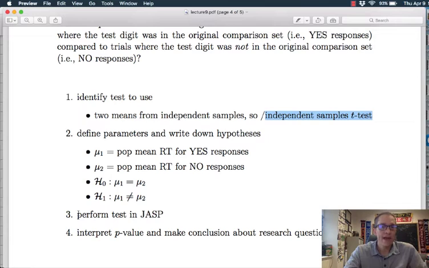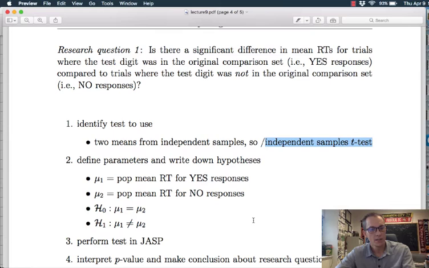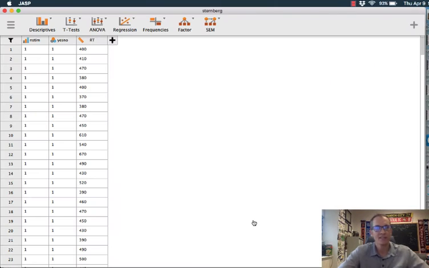Then, once we've done that, we are ready to perform the test in JASP and interpret the resulting p-value, and based on that p-value, make a conclusion about our research question. Okay? So let's go to JASP and do just that.